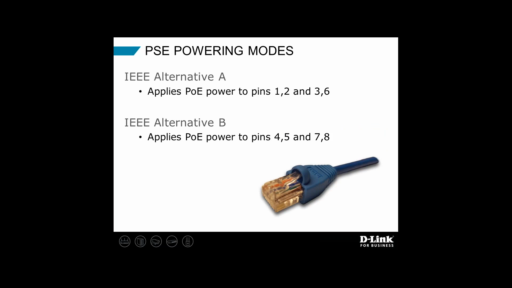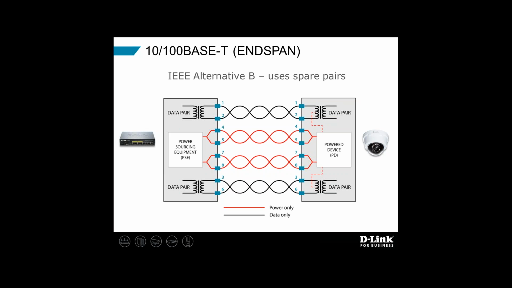So I've got some semi-technical diagrams here that show how this works. I know this is a little bit technical, but bear with me. The first one I'll show is in a 10/100 network. And remember, in 10/100, we have data on 1, 2 and 3, 6, and 4, 5, 7, 8 are not used. So this is 10/100 with alternative B. Alternative B puts the PoE power on the unused pairs, called spare pairs, 4, 5, 7, 8. And that's what I'm depicting here. The solid black pairs are data only, and the two red twisted pairs are the power. So again, 10/100 network, alternative B: data on 1, 2, 3, 6, power only on 4, 5, 7, 8.